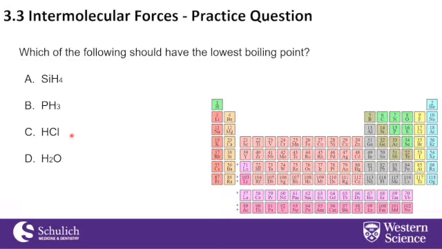In option C, again, we know that this is a polar molecule because the chlorine is much more electronegative than hydrogen, meaning that it will pull the electron density towards itself. And again, hydrogen bonding will not be present, but dipole-dipole interactions will be. And finally, we know that water is a very polar molecule and contains hydrogen bonding because the oxygen atom is so electronegative, it will covalently bond to the hydrogen atom of another molecule.